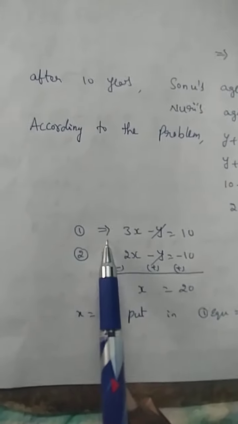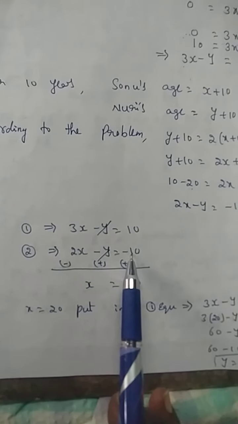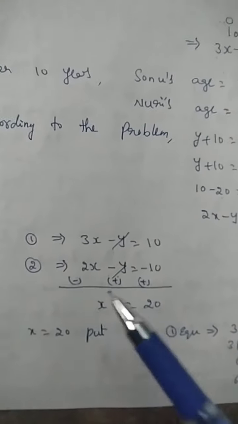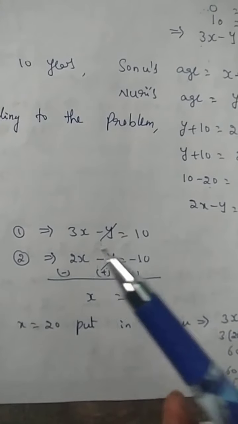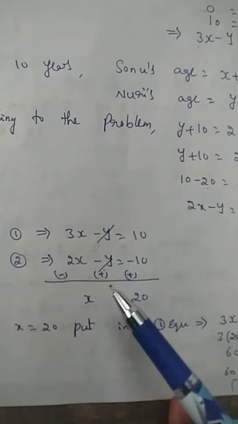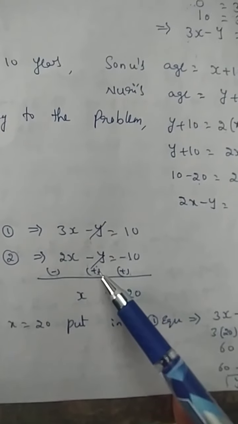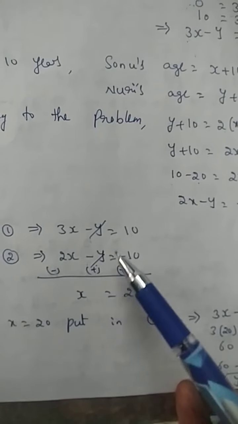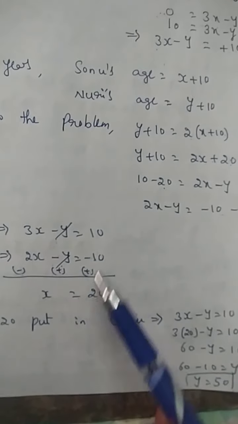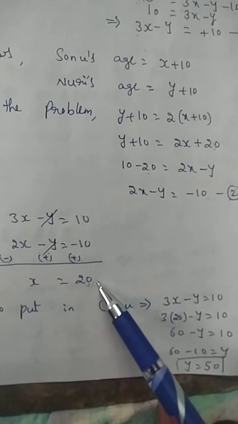Then the first equation is 3x minus y is equal to 10, and the second equation is 2x minus y is equal to minus 10. Both y coefficients are the same here, so you can subtract. Whenever you subtract, change the sign of the second equation each and every time. Plus changes to minus, and minus changes to plus. Minus y plus y cancel, so the y variable is eliminated. 3x minus 2x is x, that is equal to 10 plus 10. X is equal to 20.